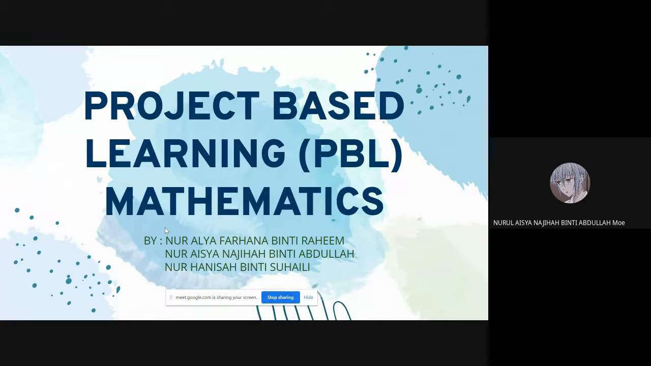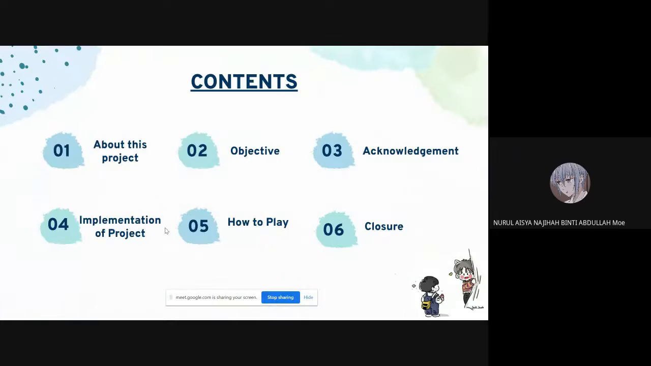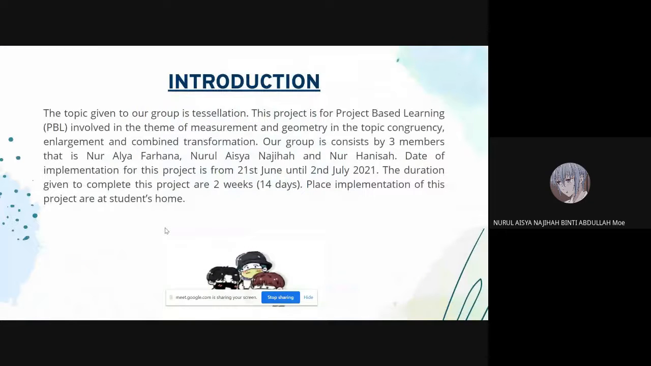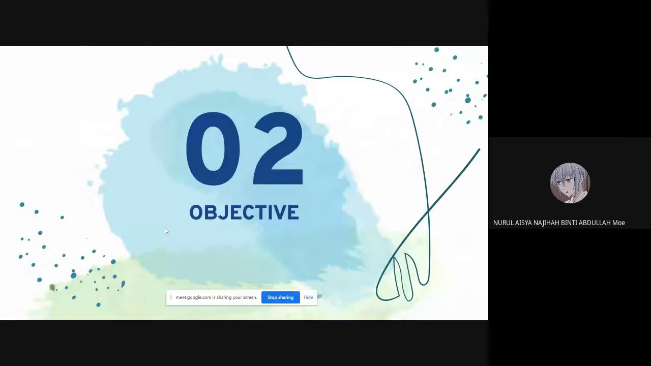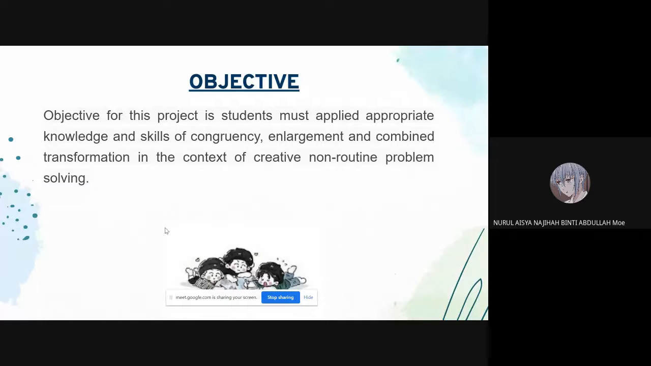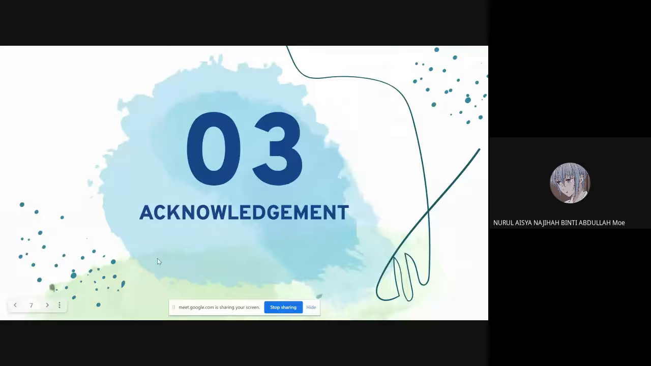And we have got the topic from chapter 5, that is congruency, enlargement and combined transformation. But for today, we will present chapter 5.4 with the topic of tessellation. The objective is we need to apply appropriate knowledge and skill of congruency, enlargement and combined transformation in the context of creative non-routine problem solving. Okay, before we start our presentation, we will show you a video about this topic.